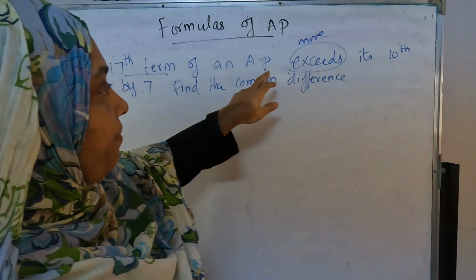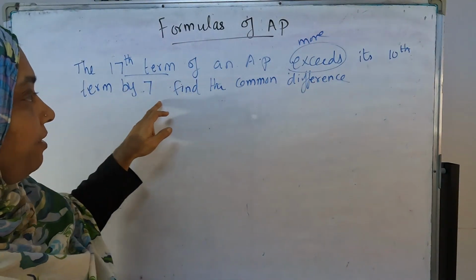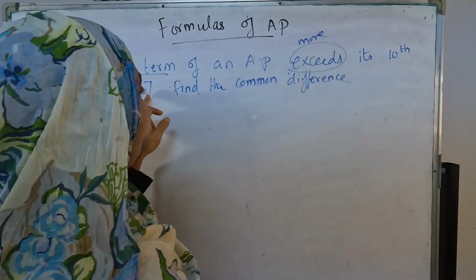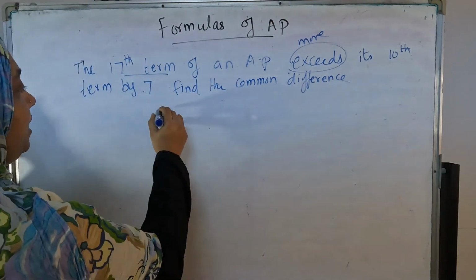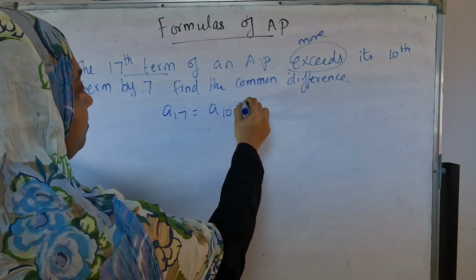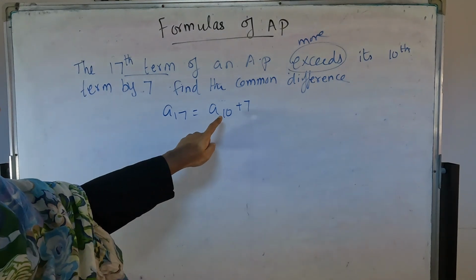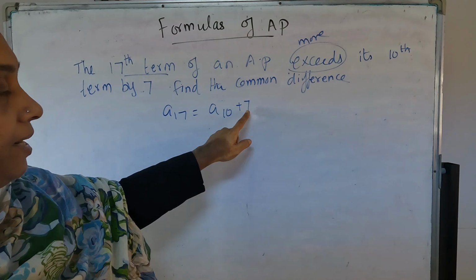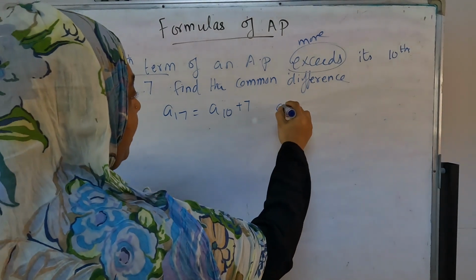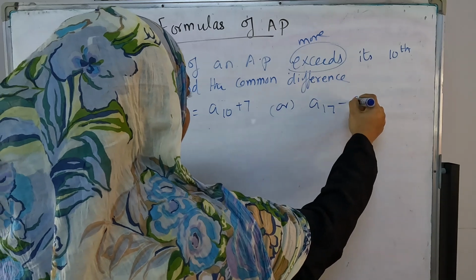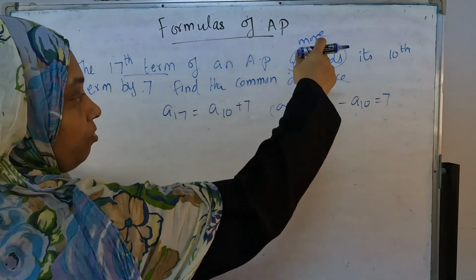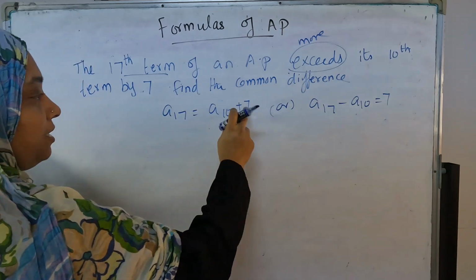The 17th term of an AP exceeds its 10th term by 7. Find the common difference. That means the 17th term is 7 more than the 10th term. So how will we write? The 17th term, comparing with the 10th term, is 7 more. Exceeds by 7. Or we can write this as A17 minus A10 gives 7. That means the variation is 7. Exceeds means more.